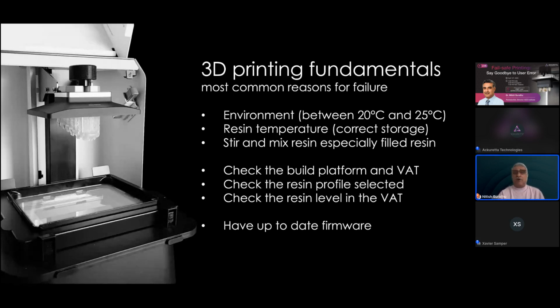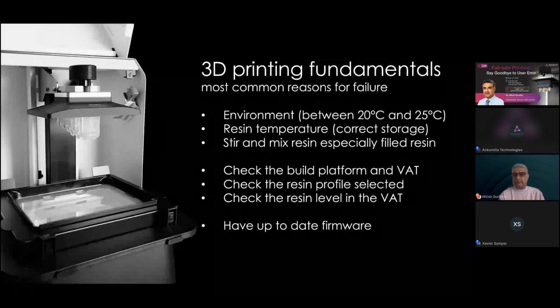Check your build platform. I can't tell you the number of times I've seen printers with loose build platform screws. So in the image there, the big knob that you see right on top is your build platform screw. You want to make sure that that's absolutely tight and that your build platform has no wobble, and that in itself can set up a failure. In fact, it can cause serious problems for your printer as well sometimes.